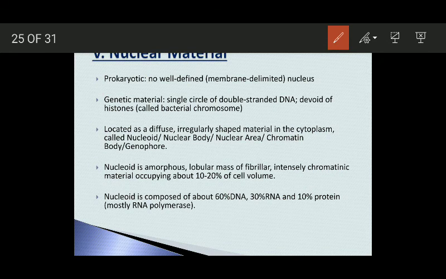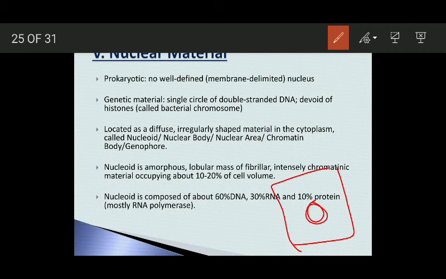Then this nucleoid is composed of about 60% DNA. The region which is known as nucleoid is composed of 60% DNA, 30% RNA, and 10% protein. And these 10% proteins mostly represent RNA polymerase. I will repeat once again.